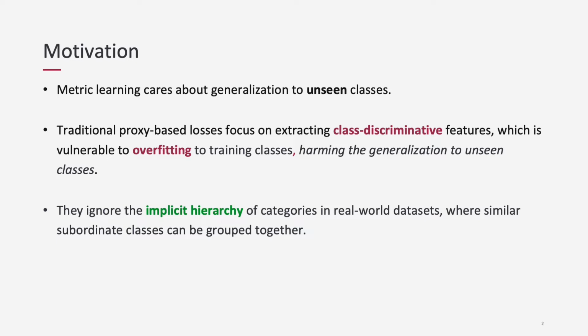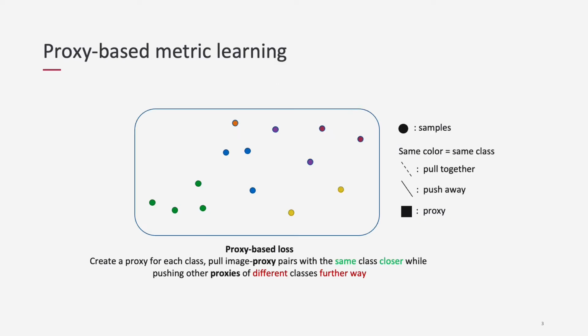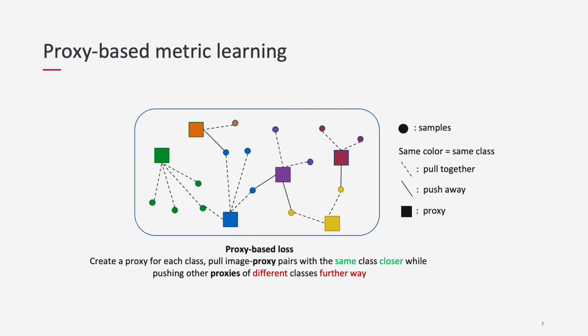However, existing proxy-based losses focus on learning a discriminative representation, ignoring the class-shared information and the implicit data hierarchy. This could harm the generalizability of the learned metric to unseen classes. Given a set of training samples, traditional proxy-based losses usually create a learnable embedding vector for each class as a proxy. During training, images are pulled to the corresponding proxies, while pushed away from the proxies of different classes.